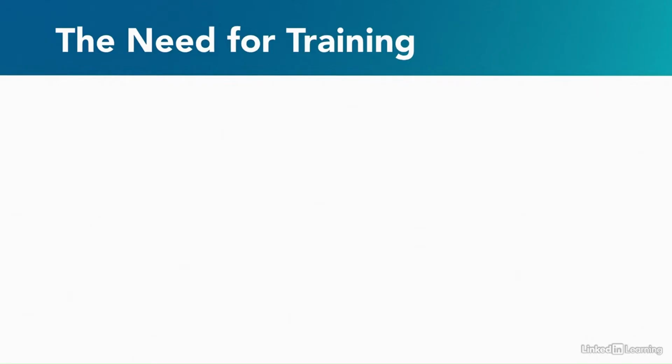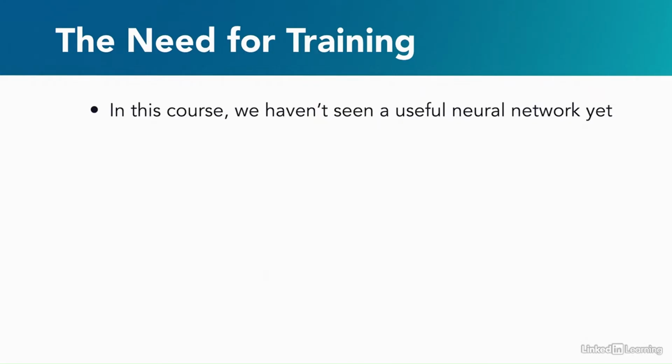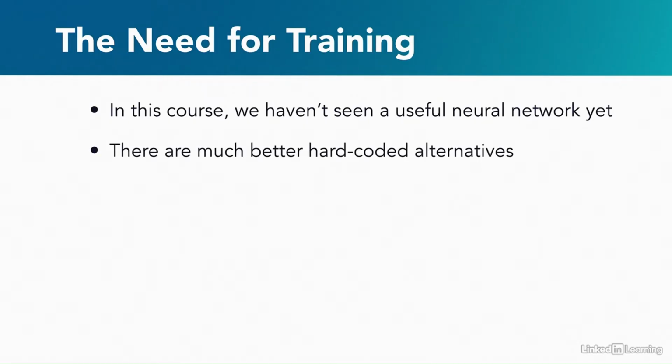It's time to talk about the need for training. So let's look back and reflect on the following points. Throughout the coding exercises of this course, we haven't seen a useful neural network yet. True, we have seen networks that behave like gates, and they may be useful. But there are much better hard-coded alternatives to perceptrons when it comes to implementing a NAND or an XOR. For example, we could simply use the logic embedded in programming languages to get away with logic.